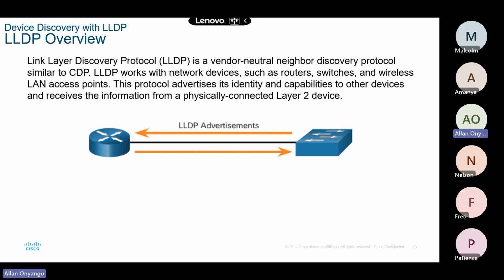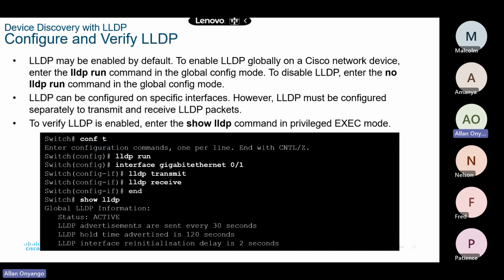So they also do the same thing. They send LLDP advertisements, exchange it among the devices. It doesn't matter whether they're Cisco or they're Huawei or whatever kind of devices. Just like CDP, LLDP can also be enabled on the global configuration for all interfaces. You start sending LLDP advertisements. You just need to say LLDP run.